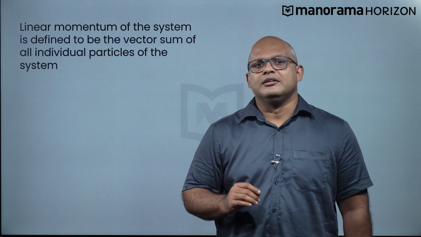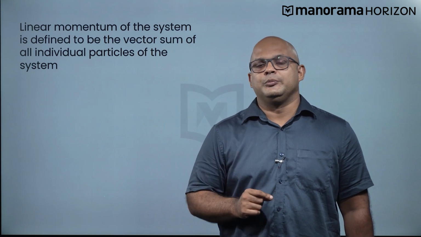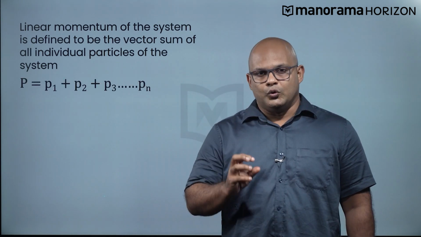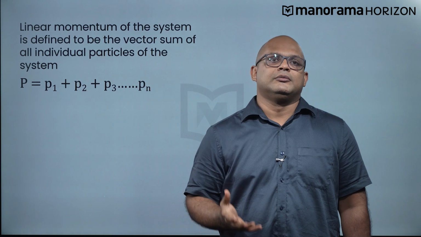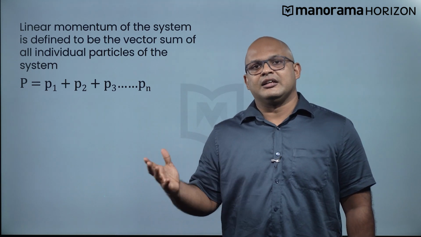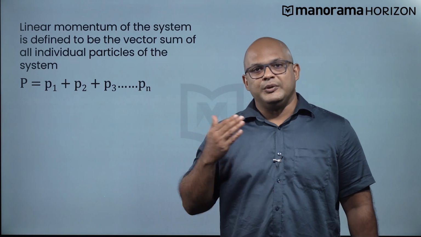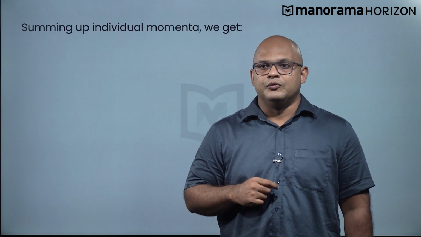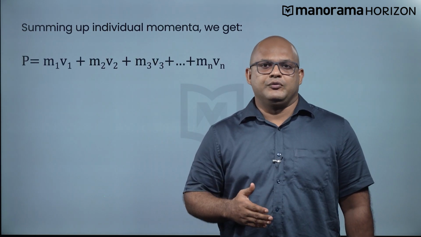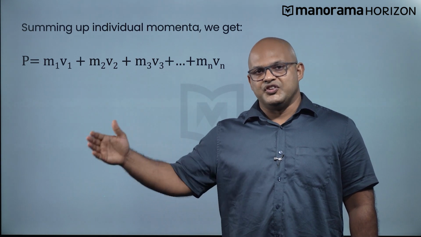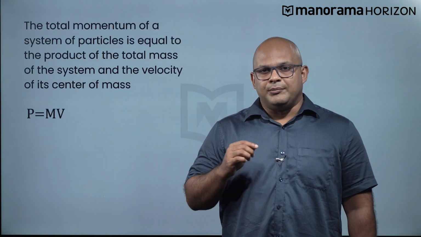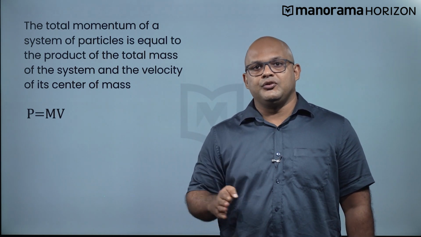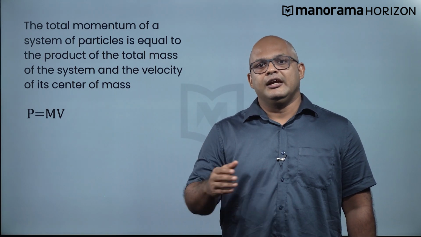For a system of n particles, the linear momentum of the system is defined to be the vector sum of all individual particles constituting that system. So, capital P, that is the total linear momentum of the system containing these n interacting particles, is equal to p1 plus p2 plus p3 up to pn. Now, summing up all of these individual momenta, we get capital P is equal to m1 v1 plus m2 v2 plus m3 v3 till mn vn. From the above equation, the total momentum of a system of particles is equal to the sum of the products of the masses of the individual particles and the velocities of the individual particles.